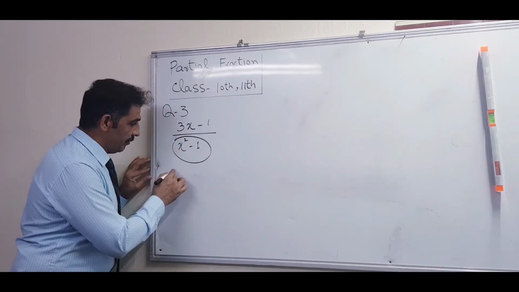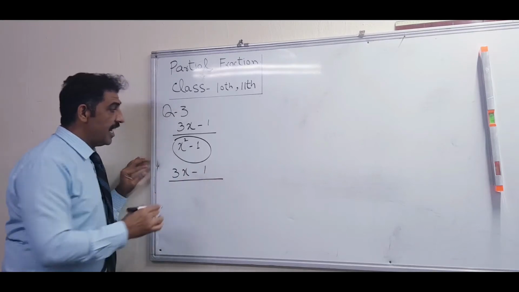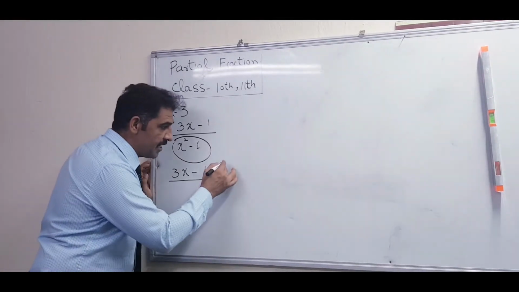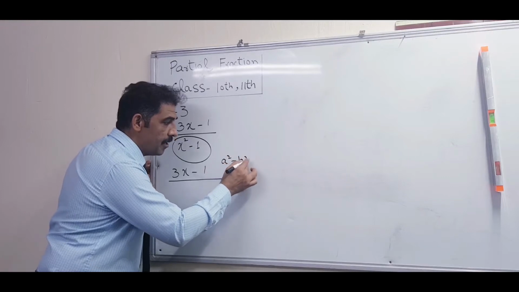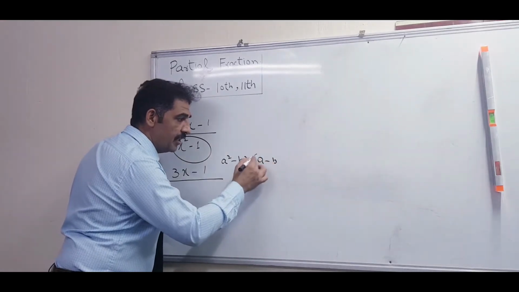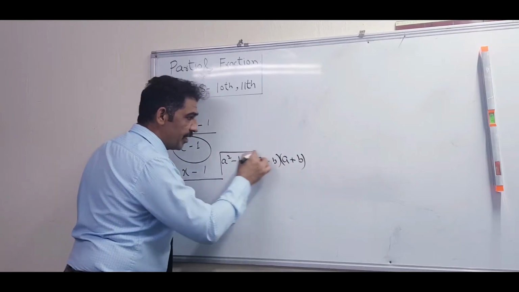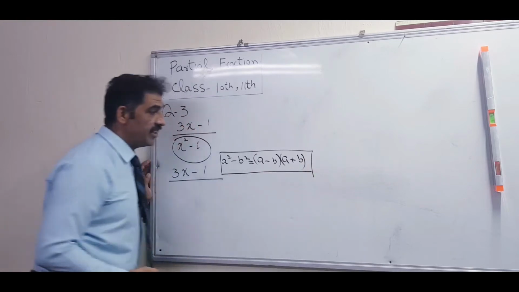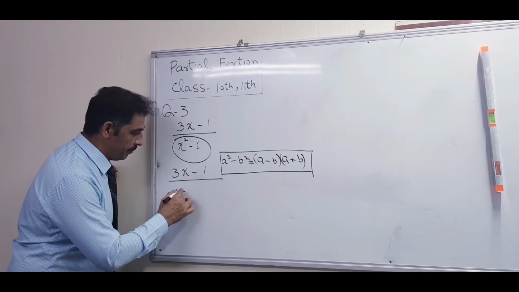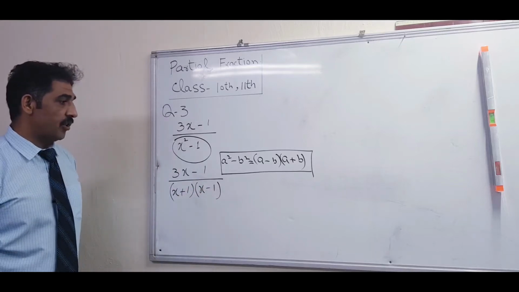The fraction is 3x minus 1 over x square minus 1. According to the formula, what is that formula? a square minus b square is equal to a minus b into a plus b. We will use this formula in the denominator to make its factors, so the factors will become x plus 1 into x minus 1.